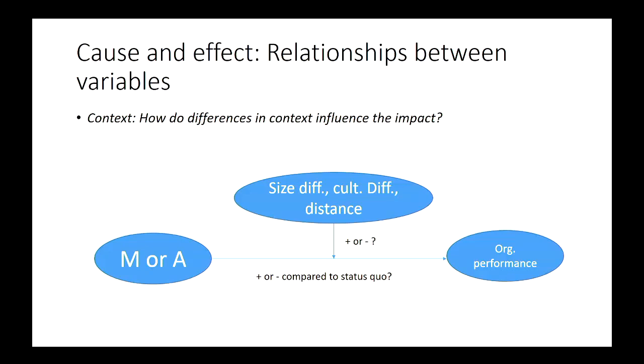Some of them have a high size difference. They're very different sizes. Some of them are not very different from each other, right? So this is a variable because it varies across different companies. You want to see the impact of these differences on whether or not mergers and acquisitions are successful, right? So maybe when companies are very different in terms of size, they will be more successful than companies that have a very small difference in size. So you want to test that.